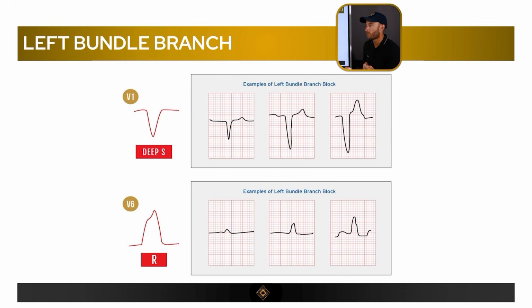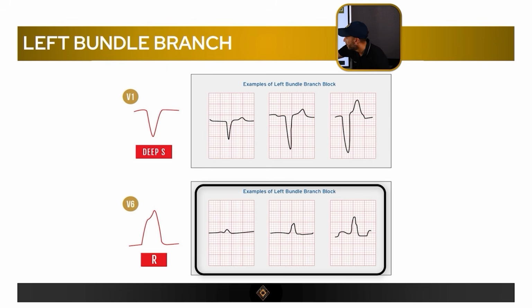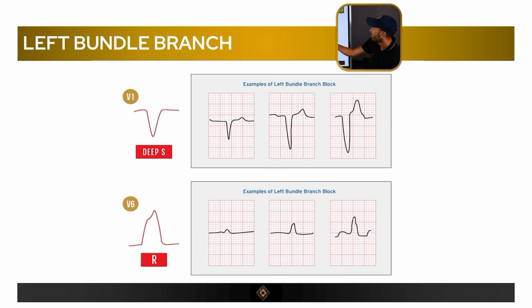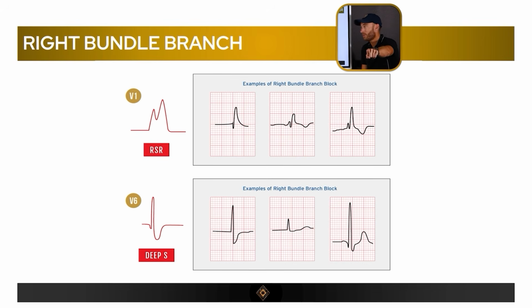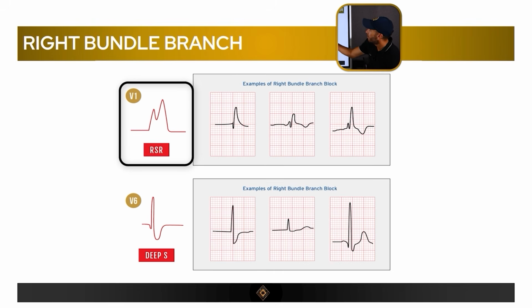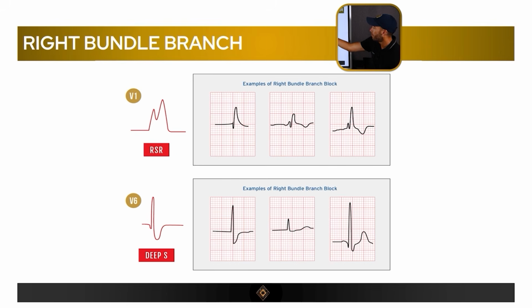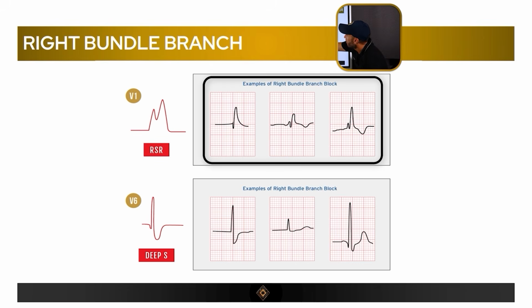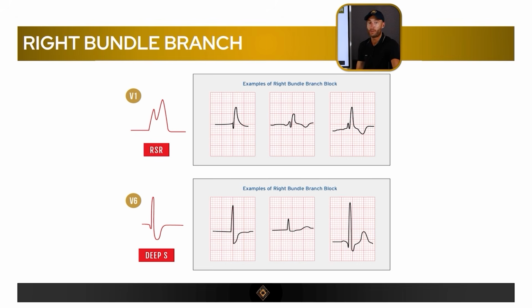When I look at a bundle branch block in V6, it looks like this. It's a giant R wave, okay? When I look at a right bundle, it looks like a classic bunny ear pattern. They call it RSR. So it's basically up and down and up and down and up. That's the right bundle, okay? So here we go. We're going up and down and up and down and up, and then up and down and up. And that's the right bundle, okay?